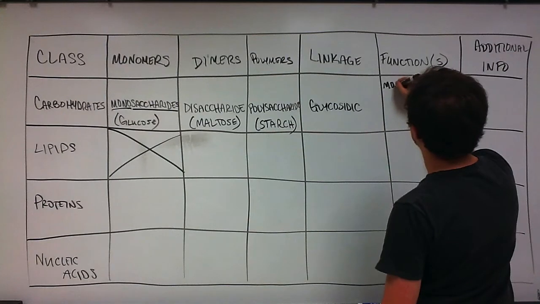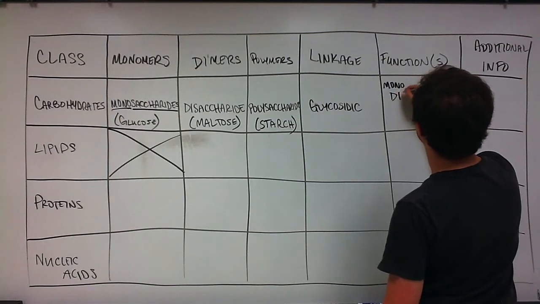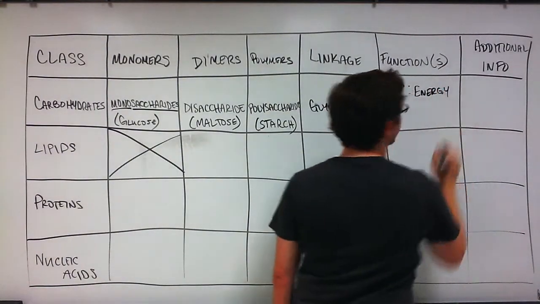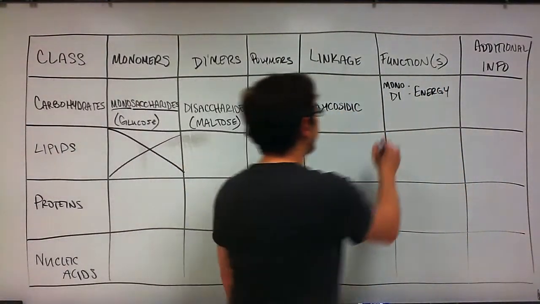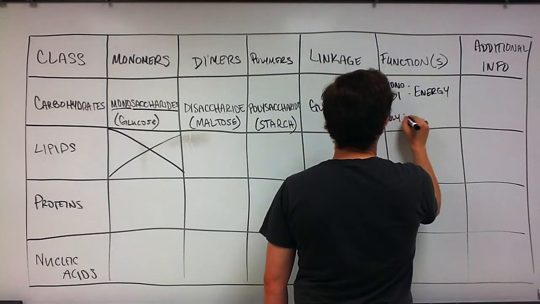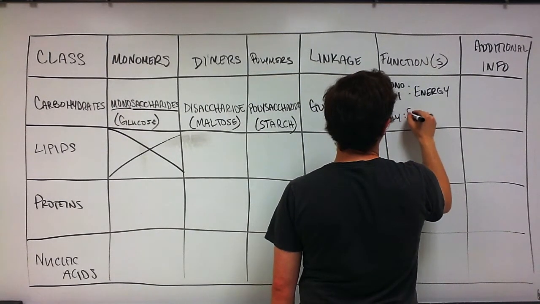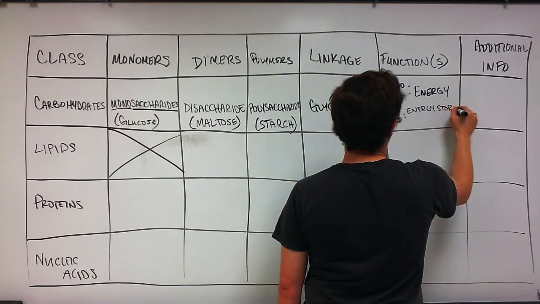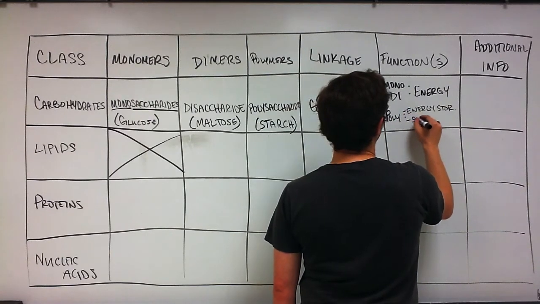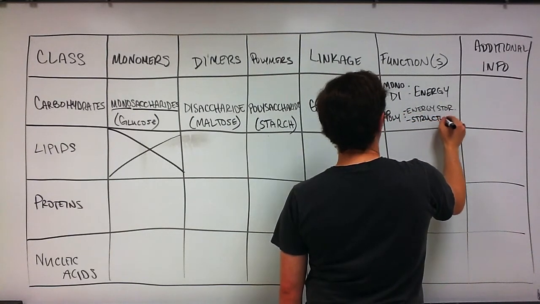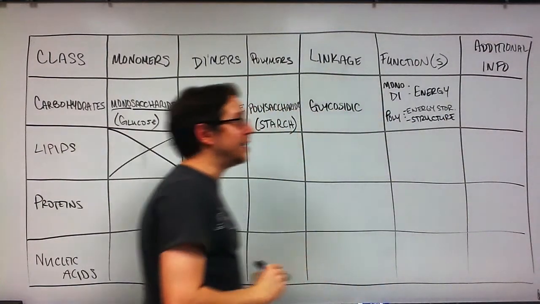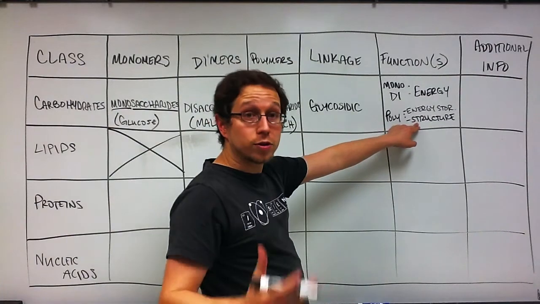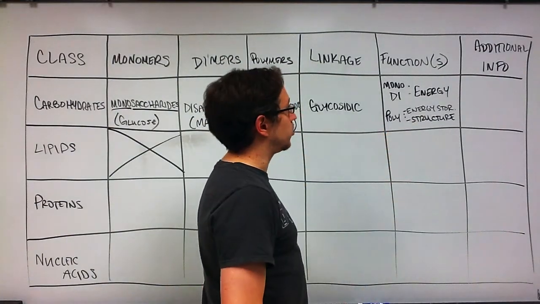If we're talking about the mono or disaccharides, the function we're talking about is a ready supply of energy for the cell. If, however, we're talking about the polysaccharides, we're talking about either energy storage, or we're talking about structural support. So you'll remember that the cellulose and the chitin that we talked about, those were both utilized to provide the cell or structure therein with some form of structure.